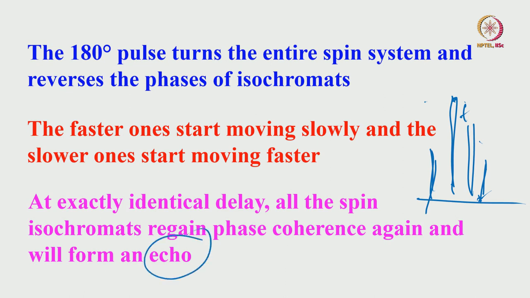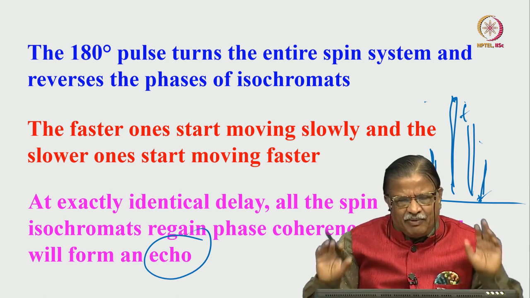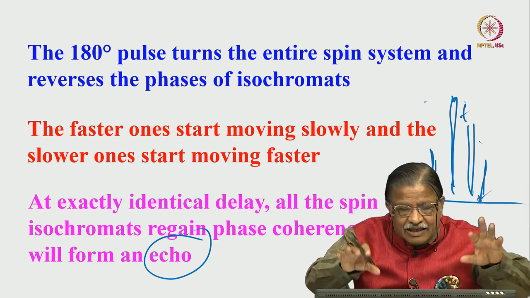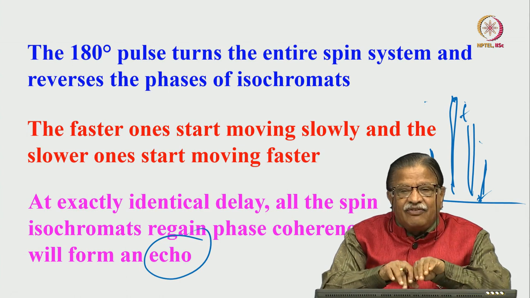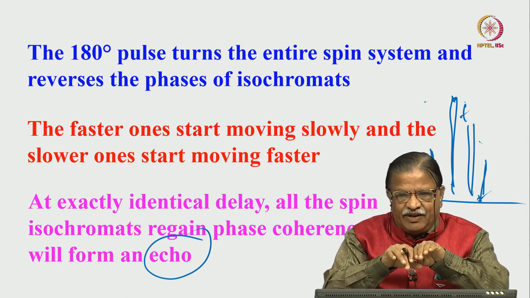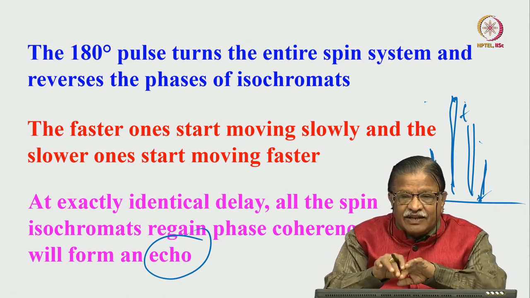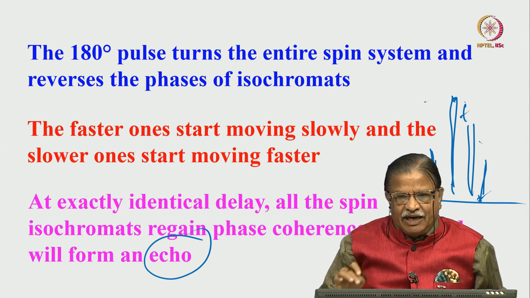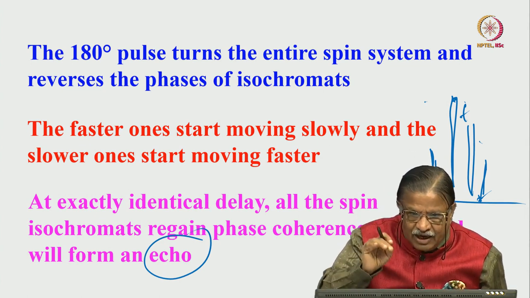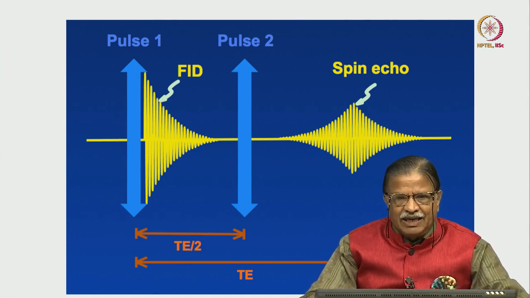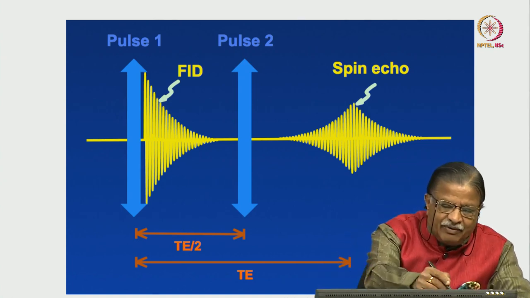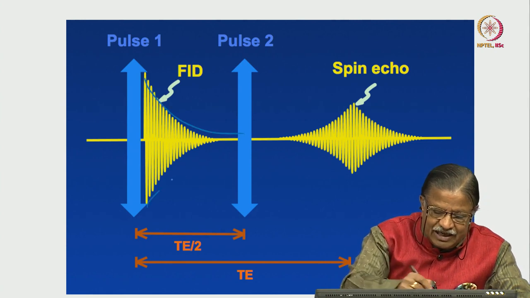Echo means you will dephase for some time. After exactly a particular time T, apply a 180 pulse, and after exactly an equal amount of time, the spin isochromats come back and rephase. Dephased isochromats will rephase after the identical time with a 180 pulse in between. This is called an echo. Please understand this. Pictorially, you can see this. First apply a 90 pulse, the FID starts decaying like this.